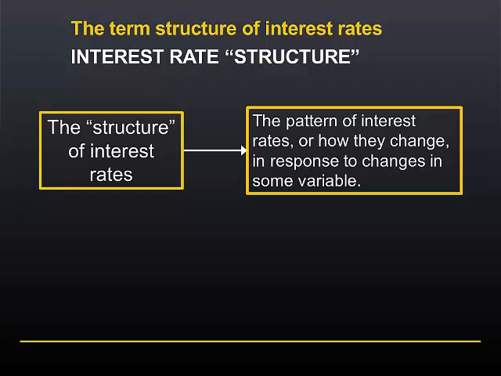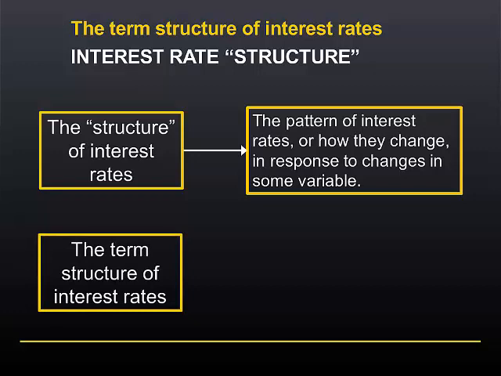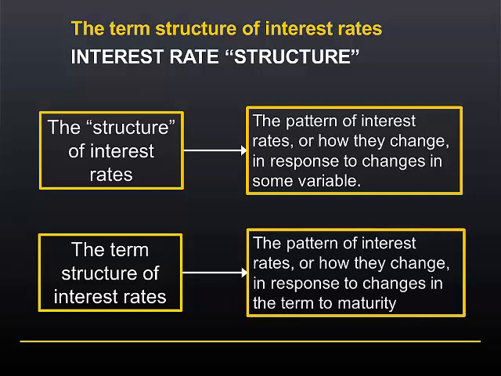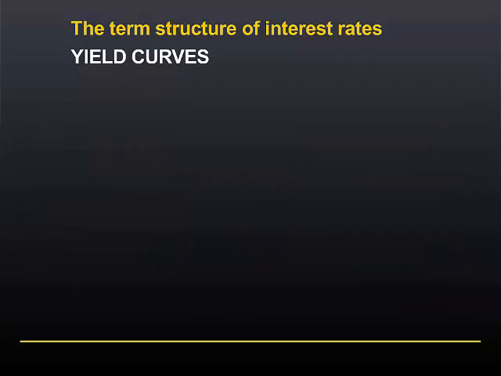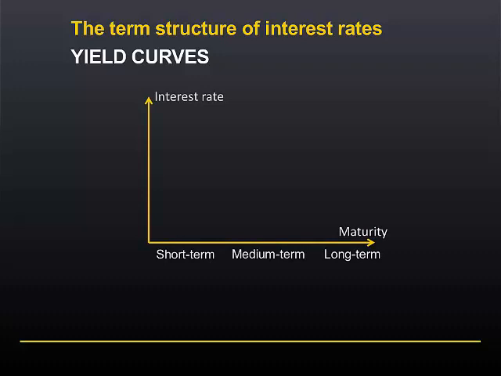The structure of interest rates that we're interested in is called the term structure of interest rates. So specifically, it's the pattern of interest rates, or how they change in response to changes in the term to maturity. The term structure of interest rates is often depicted graphically using something called a yield curve. The yield curve has the interest rate on the vertical axis and the term to maturity on the horizontal axis. Typically, it will cover from short term to medium term to long term.